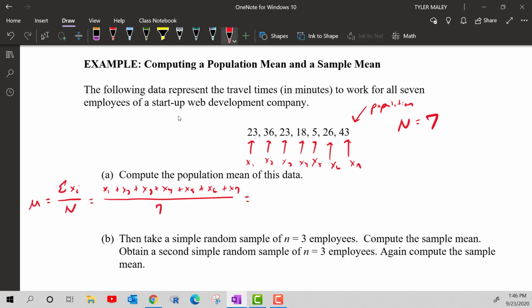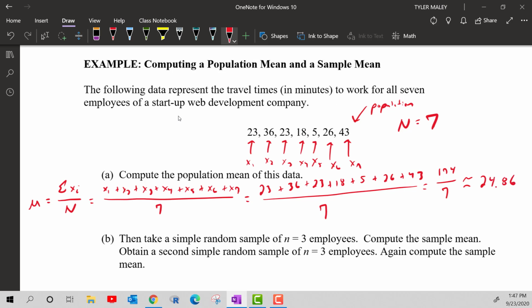So this would be equal to 23 plus 36 plus 23. So I'm just filling in those data values for x sub i, 23, and then we have 18 plus 5 plus 26 plus 43, and then all divided by 7. So we need to follow order of operations. So if you total the top here, you should get 174, and then I can divide that by 7. And so this comes out to be approximately 24.86.